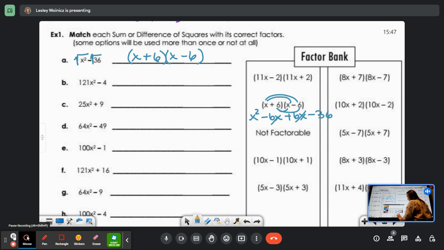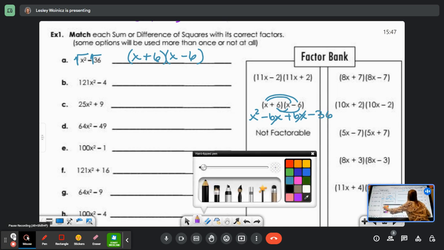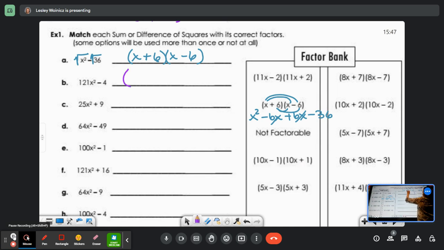Okay, now that we trust the pattern works, let's do some more. Get your parentheses ready. One positive, one negative. Square root of 121x squared is 11x. Square root of 4 is 2.